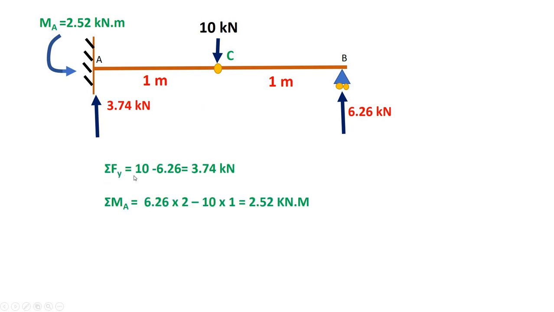How is it? Apply sigma Fy equal to 0. It is 10 minus 6.26 equal to 3.74. And moment about A, how did I determine this one? 6.26 into 2, I have taken moment about A. 6.26 into 2 anti-clockwise, minus 10 into 1 clockwise, is equal to 2.52 kilonewton meter. So this is the moment about A. So we determined all reactions of the propped cantilever beam by the moment area method.